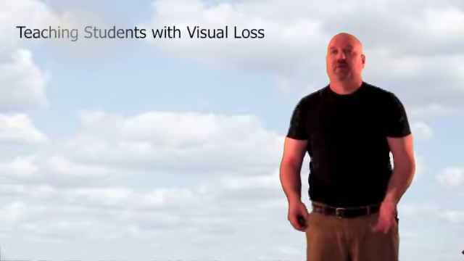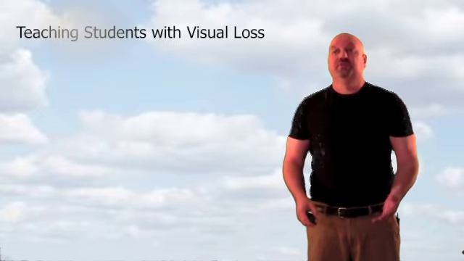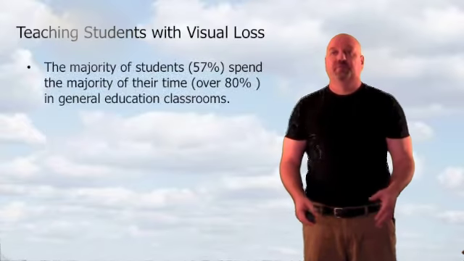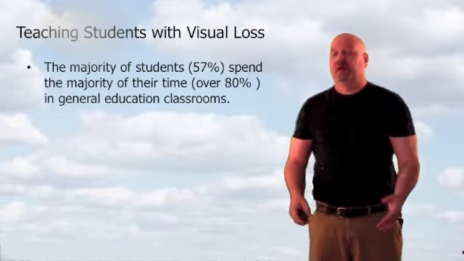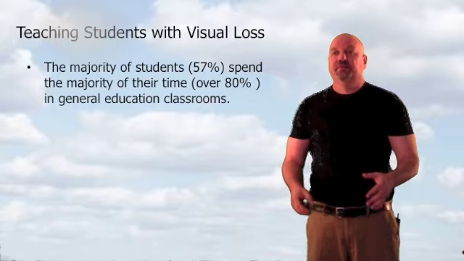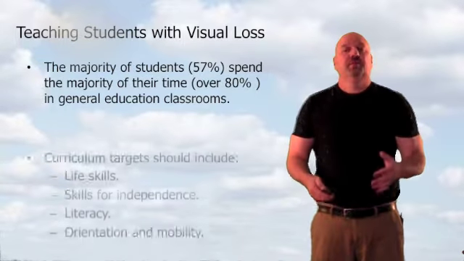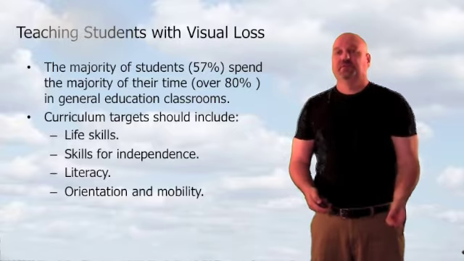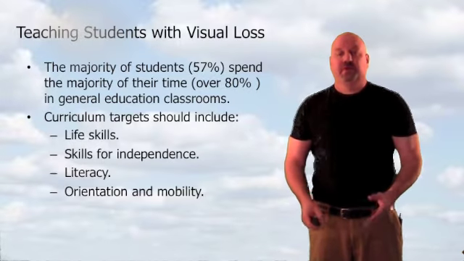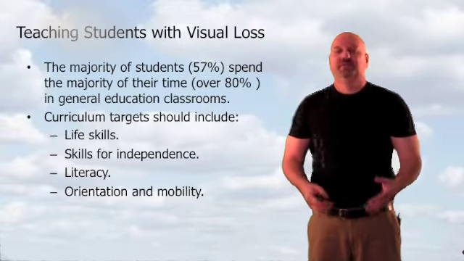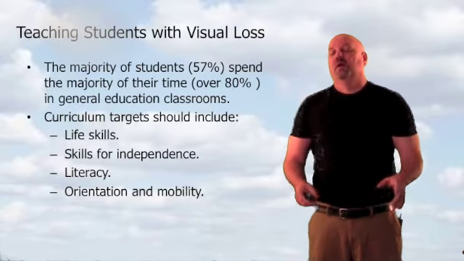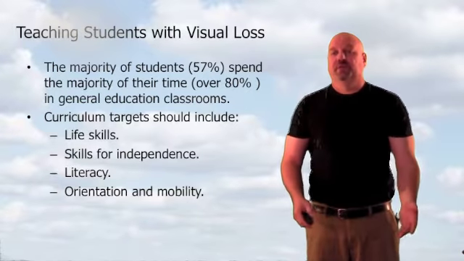All right, I hope you found that video of that early intervention program helpful, but let's look at teaching students that have a vision loss. The majority of these students, 57% of them, spend the majority of their time, over 80%, in the general education classroom. When it comes to curriculum, these targets should include life skills, skills for independence, literacy, learning to read, and orientation and mobility.